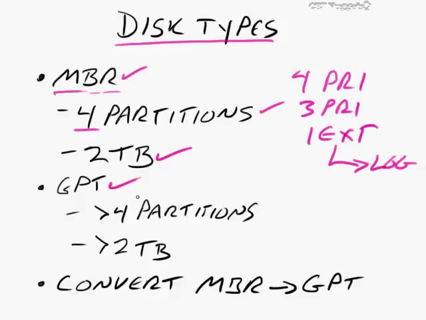Now, GUID partition tables are not, again, necessarily any better than MBR. They're just different. They're designed differently so that they can handle a greater number of partitions. For example, you can have more than 4 partitions on a GUID partition table type, whereas up here with an MBR you can only have 4. Also, with a GUID partition table or a GPT, you can have greater than 2 terabyte storage.